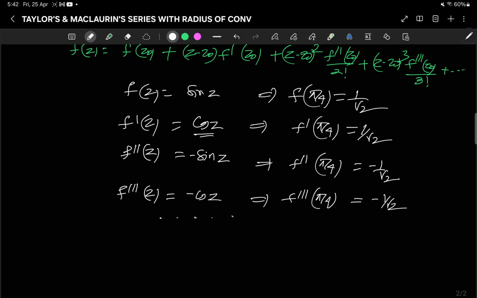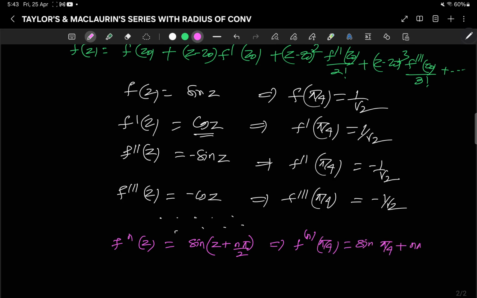So in general, if I continue it here, what is your f^n(z)? Here the nth derivative of f(z) is sin(z plus n pi by 2). Okay, sin(z plus n pi by 2). And so what is your nth derivative at pi by 4? It is sin(pi by 4 plus n pi by 2), right? So that is equal to, I can write, sin((2n plus 1) pi by 4). In that way I will write the general term.